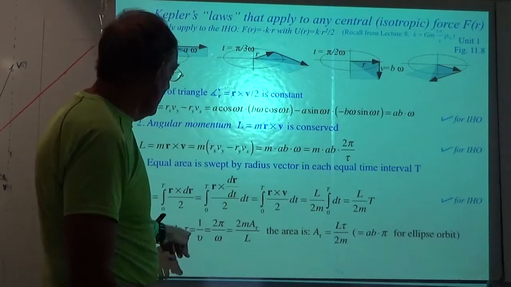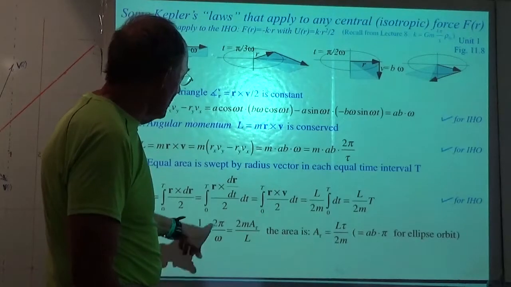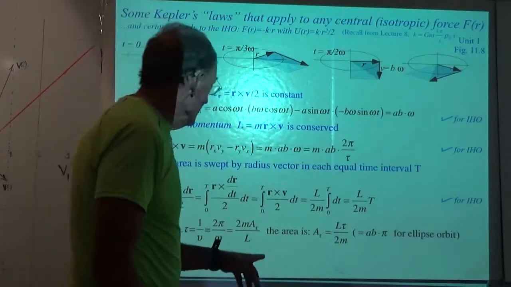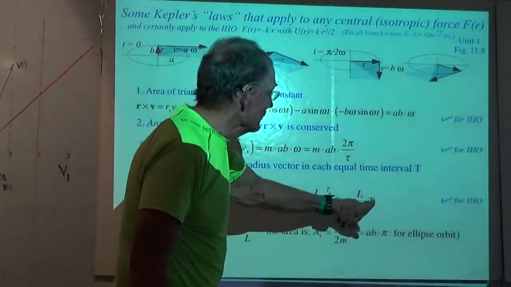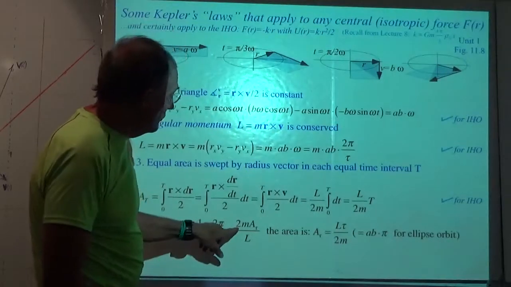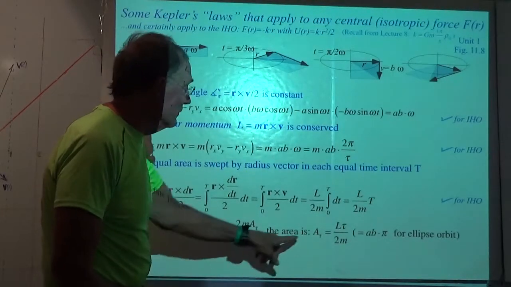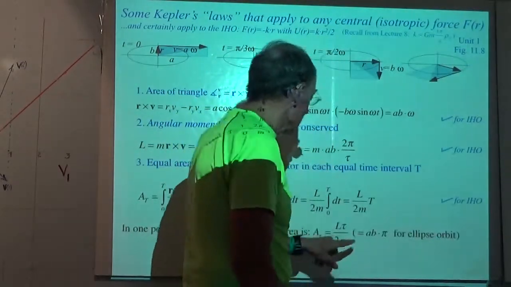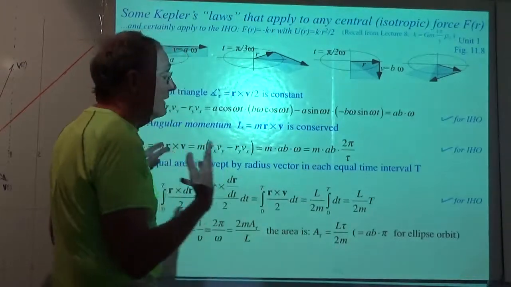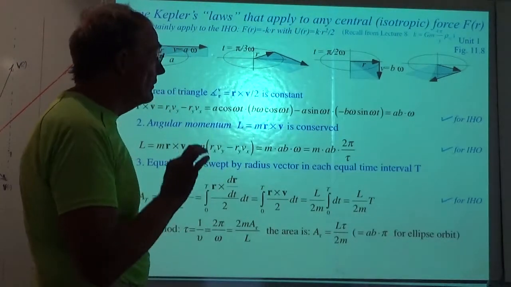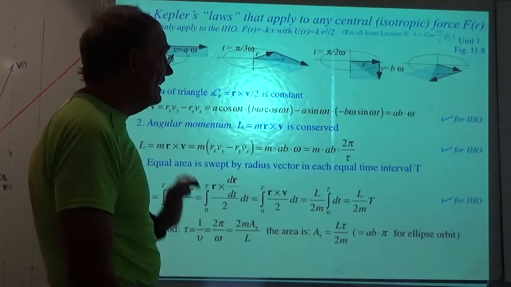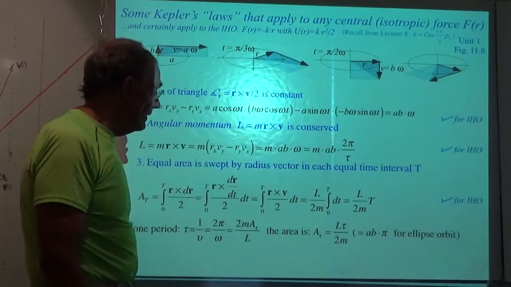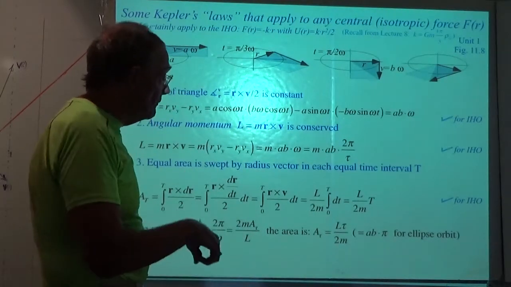Now, in one period, 1 over the frequency, that's 2 pi over omega, what we can deduce from this, if tau is the time, is that you have 2 times m times that area. Area is this right here. Then it will be A B pi for the ellipse orbit, but these equations are true for any central force. Kepler's law applies to more than what Kepler was worried about. It applies to any central force. That's, I think, really, really important. And it's related to the area that's swept out by an orbit.